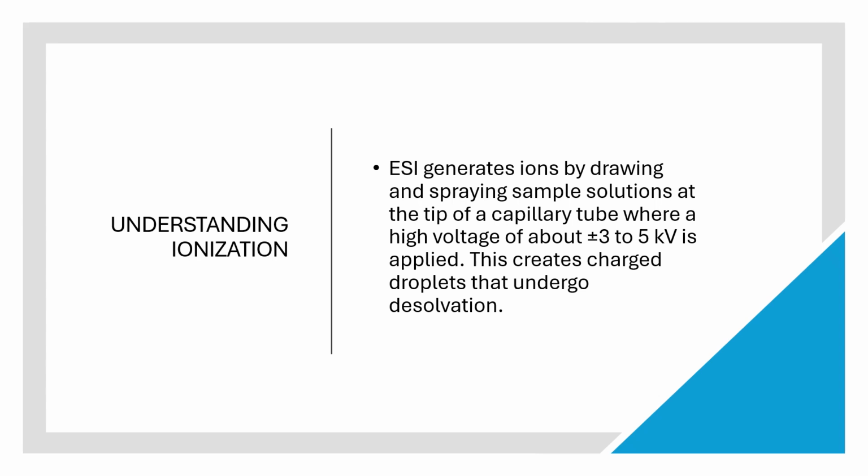So before diving into optimization, we must understand what happens during ionization. Electrospray ionization generates ions by drawing and spraying sample solution at the tip of a capillary tube where a high voltage of about 3 to 5 kilovolts is applied. This creates charged droplets that undergo desolvation.